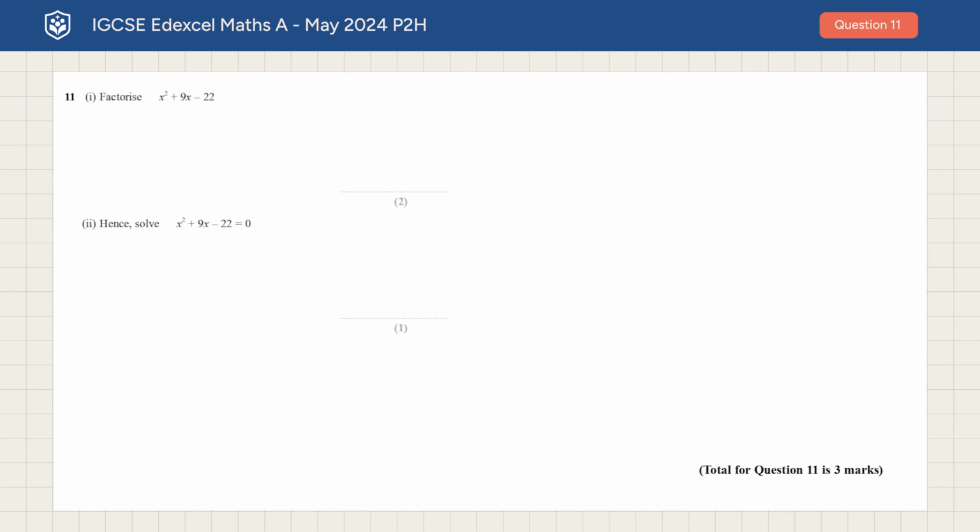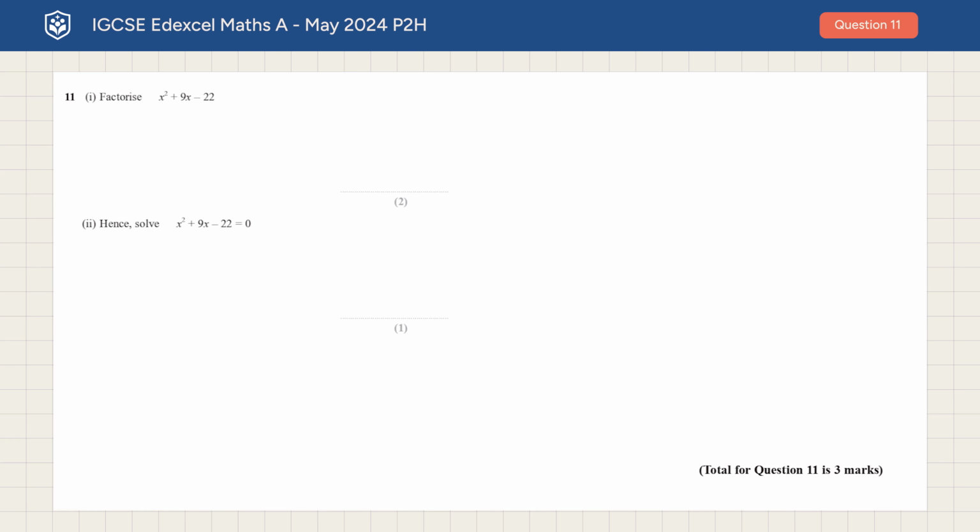Moving to question 11. Part 1 asks us to factorize the quadratic expression, x squared plus 9x minus 22. To factorize an expression in this form, we need to find two numbers that multiply to give the constant term, which is negative 22, and add to give the coefficient of x, which is 9. Let's look at the factor pairs of negative 22.